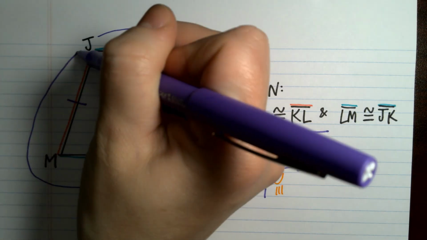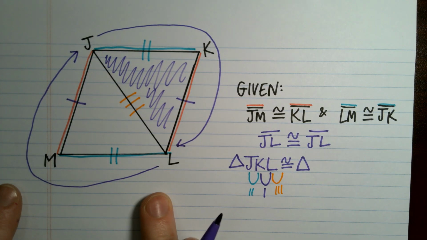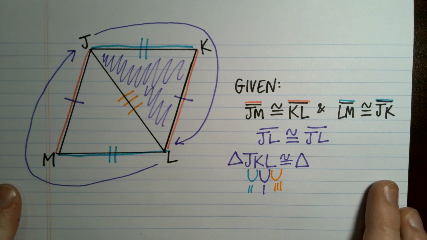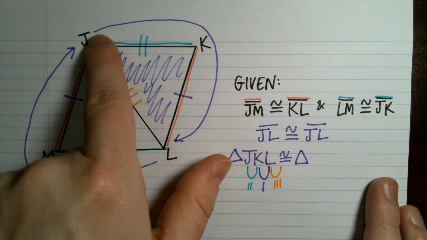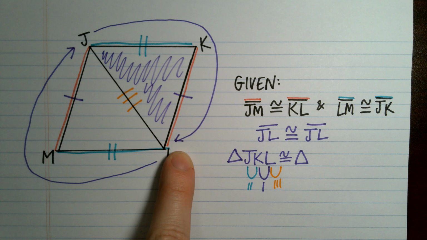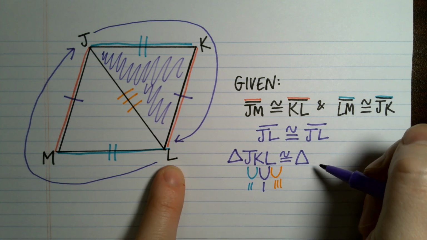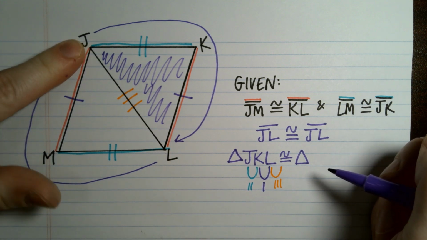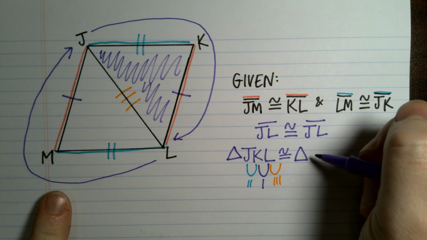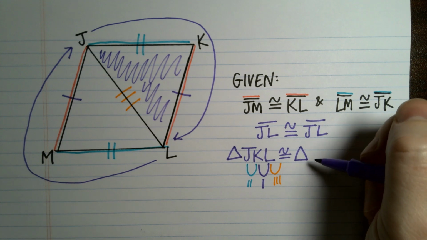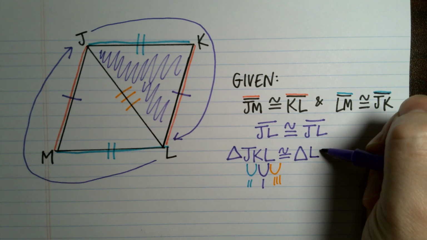I'm actually glad you said that. That makes way more sense. Right. So since this one is JKL, this other one needs to be named LMJ. That makes more sense to me. Does that make more sense to you guys? Okay, cool. LMJ.